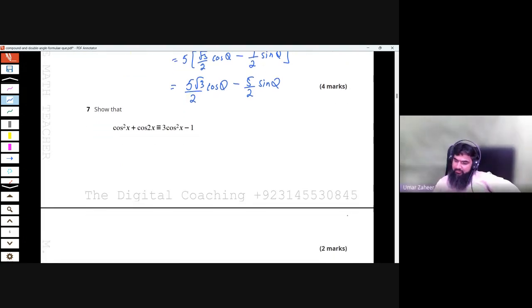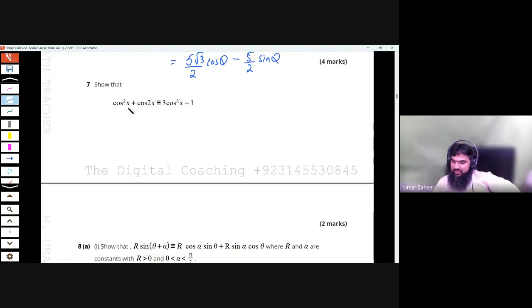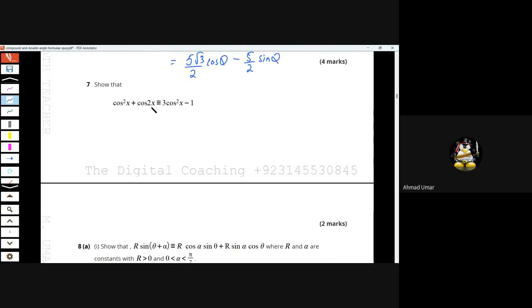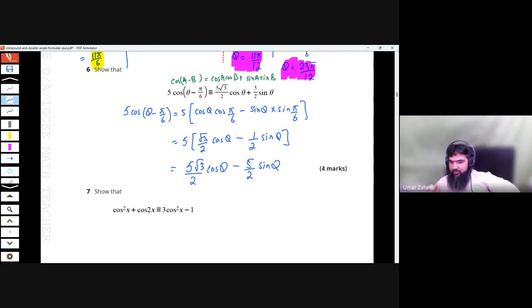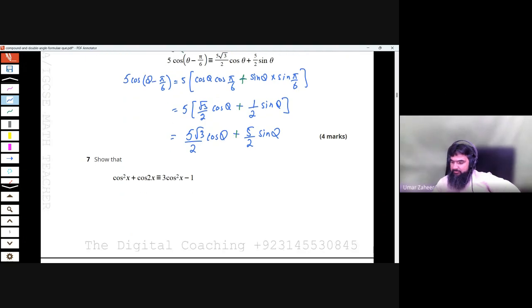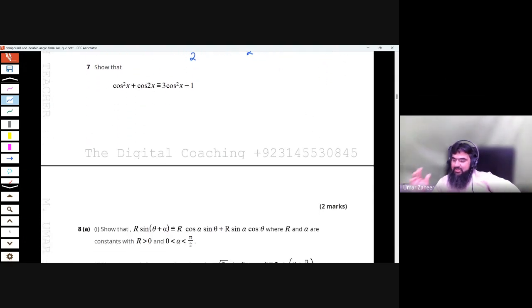Okay, look at here. He says that show that cos square x plus cos 2x... Sir, can you scroll up? Sir, it's positive, not negative, right? Oh yeah, it is positive. I write the positive sign. Okay, in the next part, show that cos square of x plus cos 2x is identical to 3 cos square of x minus 1.